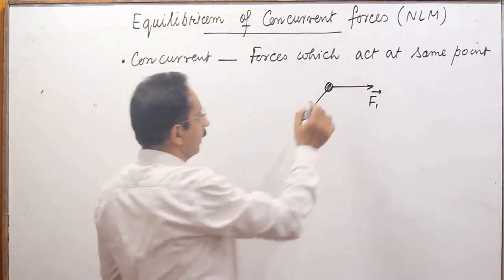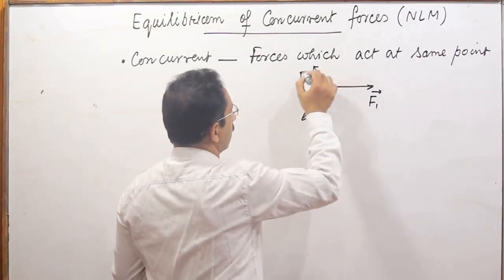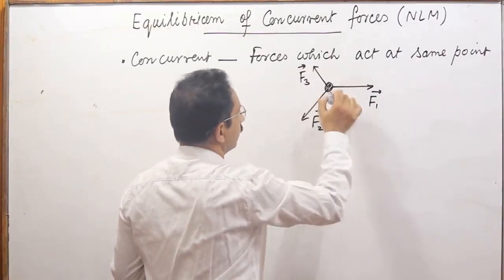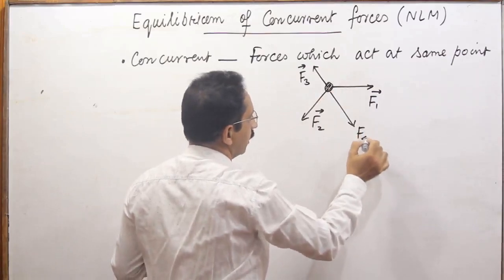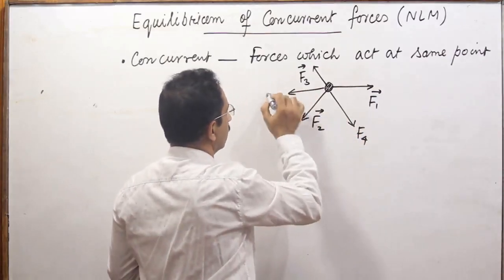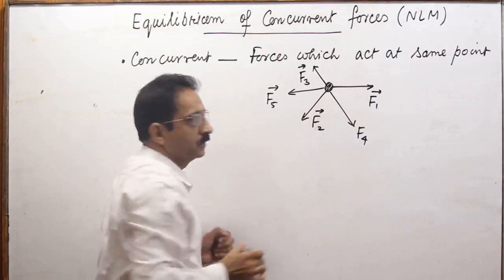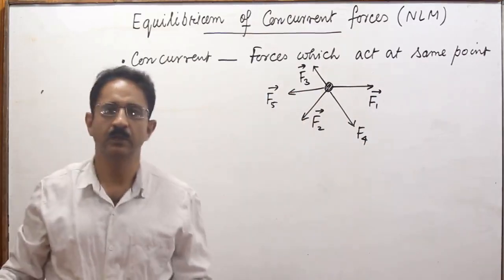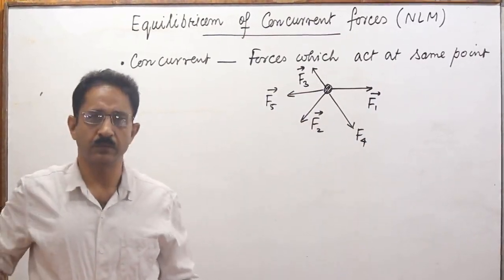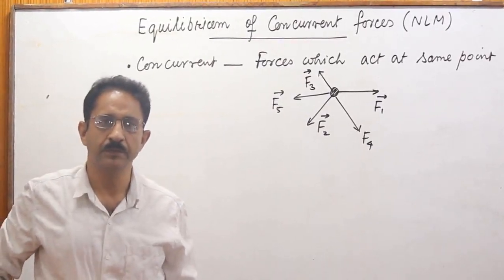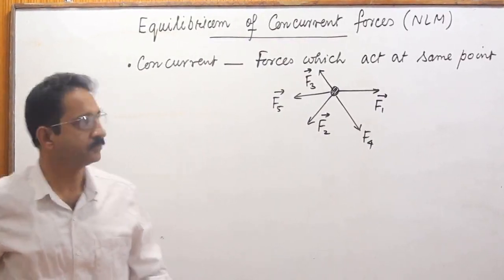So I can have another force here, say this is F3, I can have another force here F4, I can have another force here F5. So this can go up to n forces. कहीं भी any number of forces can act at a certain point and at the same time.